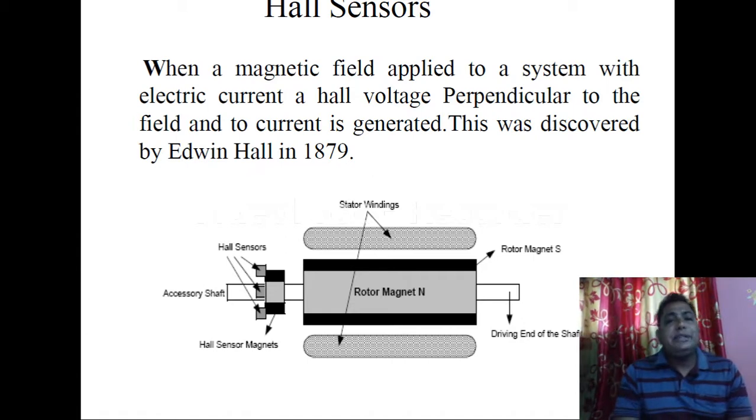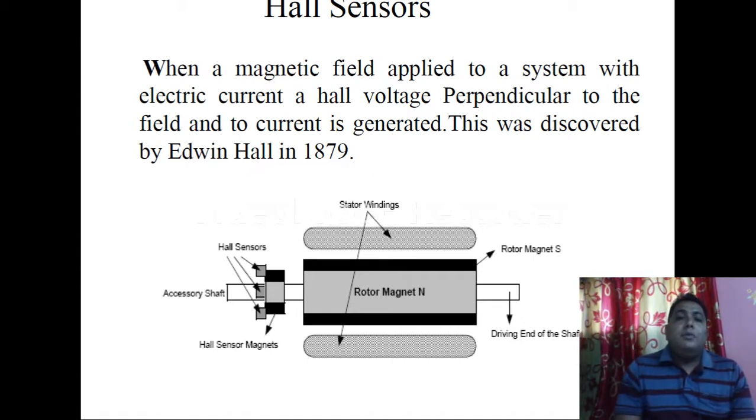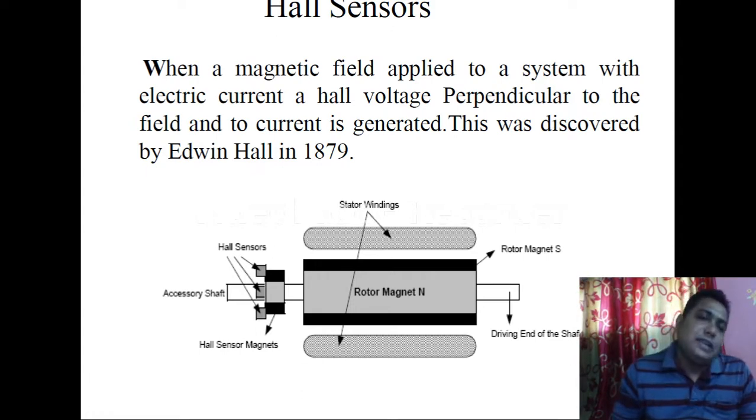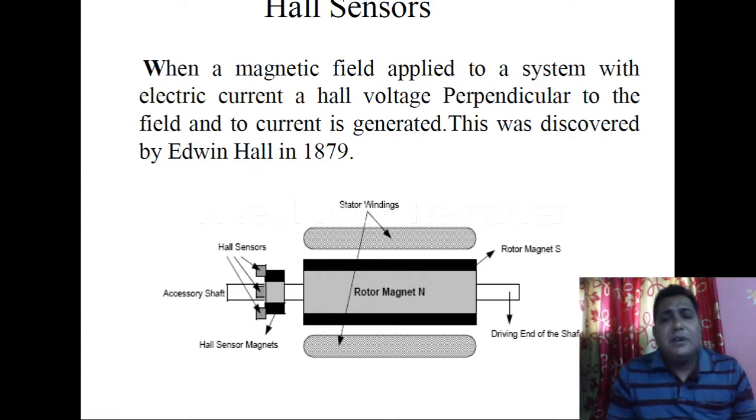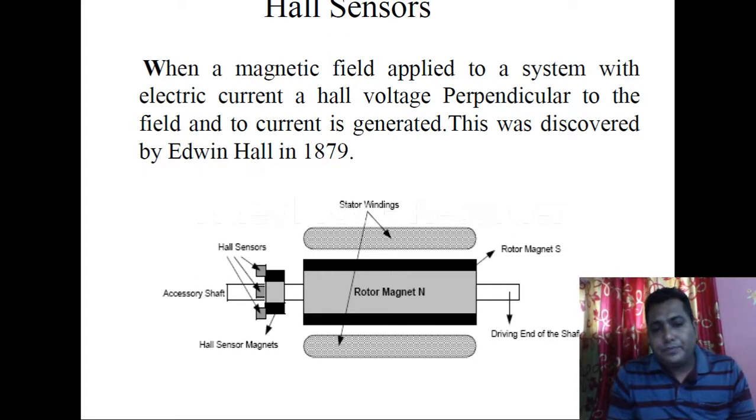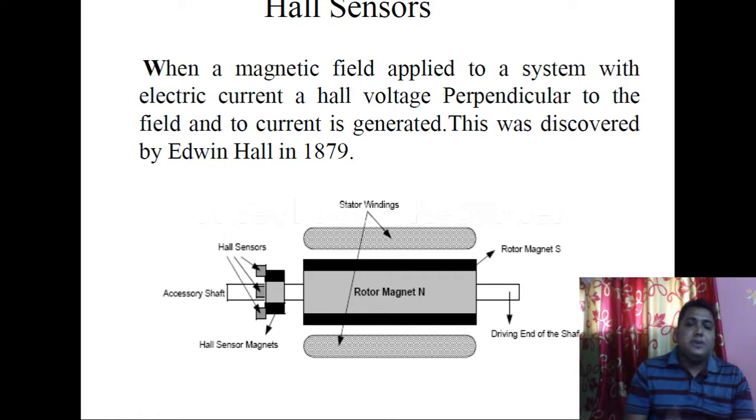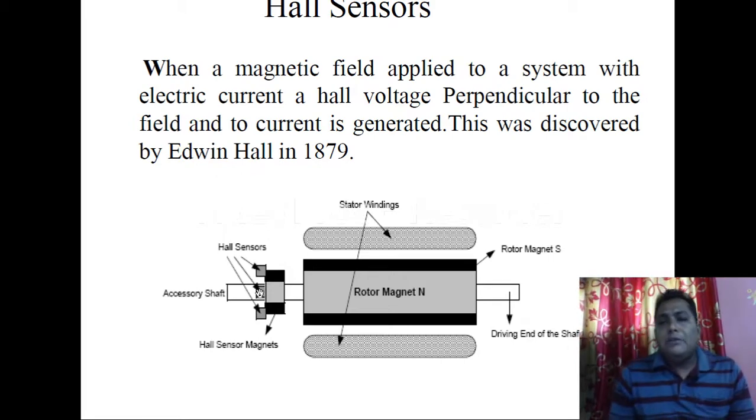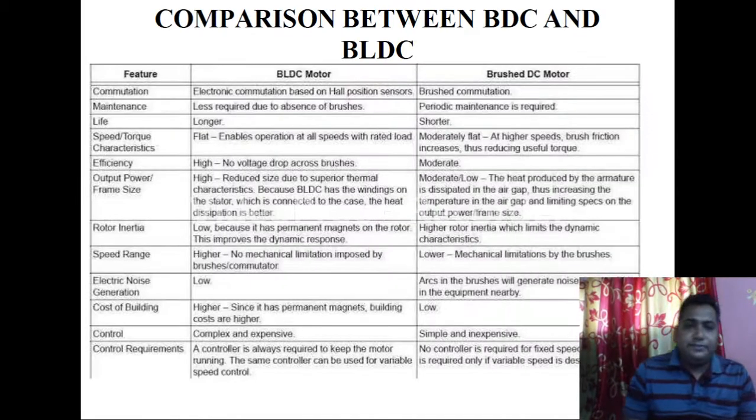When a magnetic field is applied to a system with electric current, a Hall voltage perpendicular to the field and the current is generated. This was discovered by Edwin Hall in 1879, and using that concept we have a sensor that is known as the Hall sensor, and by this we can sense the location. As you can see in this diagram, the Hall sensor locations are like this, and from there we can locate the position of the shaft.